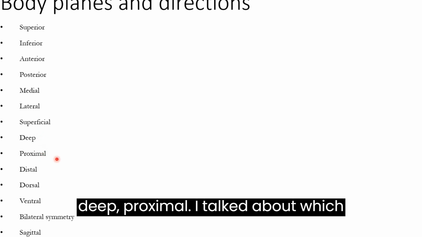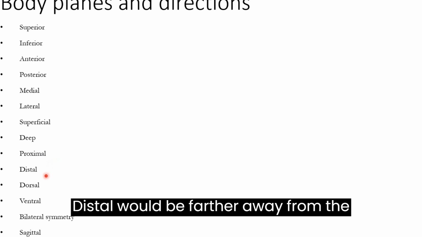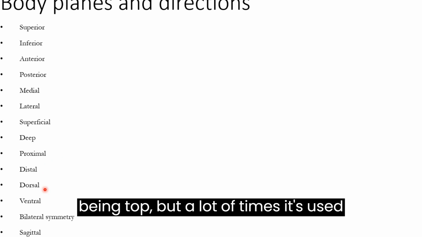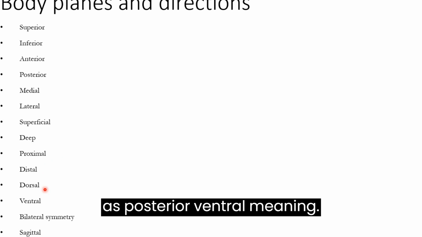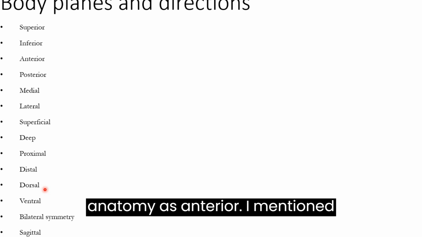Proximal, I talked about, which is closer to the midline, the trunk. Distal would be farther away from the trunk. Dorsal being technically top, but a lot of times it's used as posterior. Ventral meaning bottom, but a lot of times it is used in anatomy as anterior.